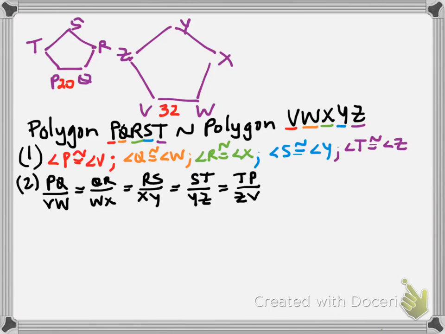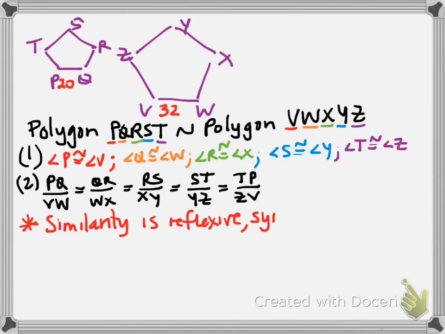Now, one last thing to mention, this is not a card or anything, just to understand, is that we have all these properties that work with congruence. Well, several of them also work with similarity. So similarity is reflexive, symmetric, and transitive. Okay? All right.